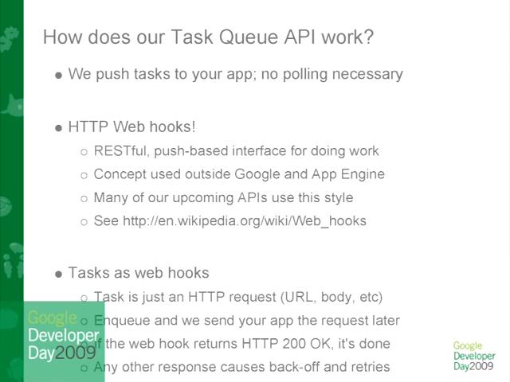So a webhook is a RESTful interface for doing work. It's just an HTTP request. It's used outside of Google and App Engine by other services elsewhere. I think PayPal has a very good webhook implementation they use. But the idea is that you describe the work to be done as an HTTP request with a URL and query parameters and a content type and headers, all the normal HTTP semantics you understand. That's the description of work.